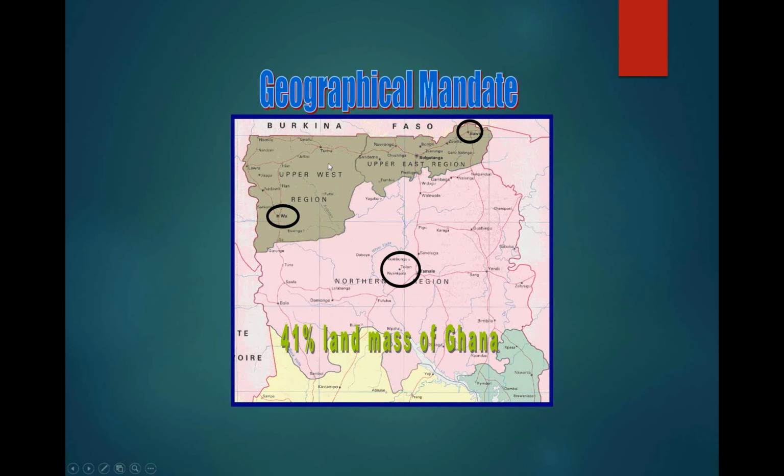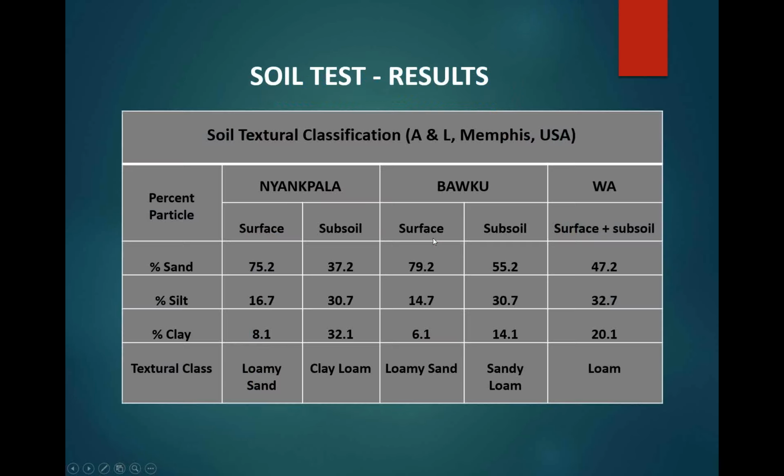Now, the mandate area of SARI is what we are seeing on this slide here. We have Bawku in the north there, and then we have Wa, which is also in the circle, and then we also have Tamale right in the middle there. This area has about 41% of the land mass of Ghana, and basically is a savanna zone. Bawku is a Sudan savanna, and then you have the Guinea savanna in Tamale, and then in Wa.